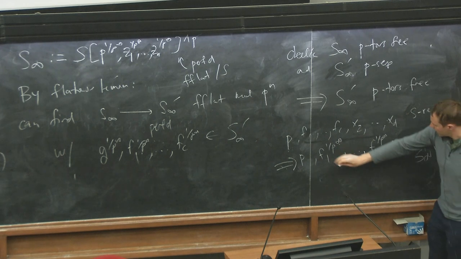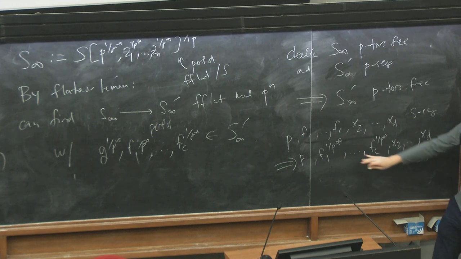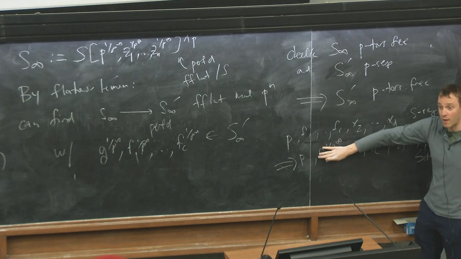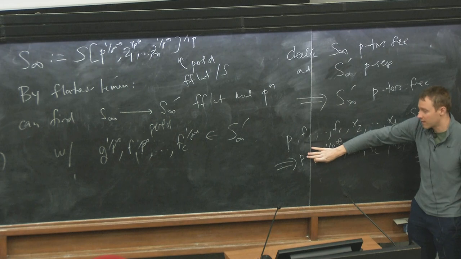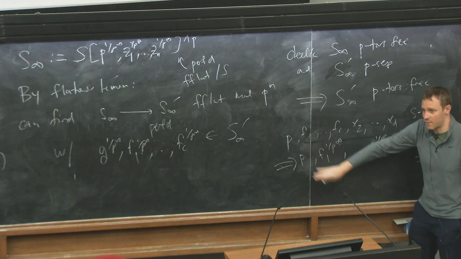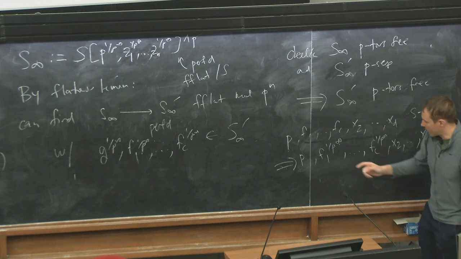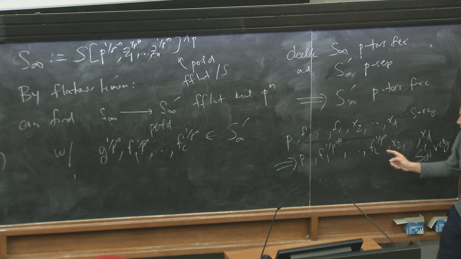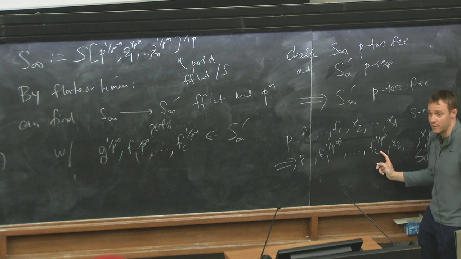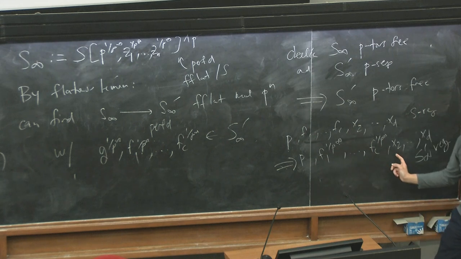So that shows that these guys, when I pass to S infinity prime, still remain a regular sequence. But of course, when I have a regular sequence, asking that it's a regular sequence is the same as asking that any power of those elements remains a regular sequence. So I could take P to the eth roots for each of these Fs, and it would still be a regular sequence. That works for any e, and that's what I mean here by putting the infinity down on each of the steps.